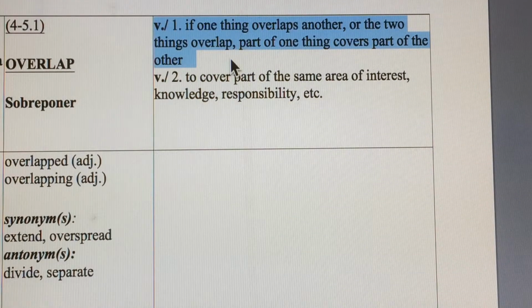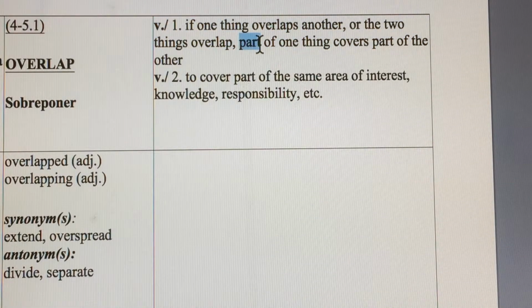If one thing overlaps another, or 2 things overlap, part of one thing covers part of the other. The key is part, not entirely. So part of one thing covers part of the other.